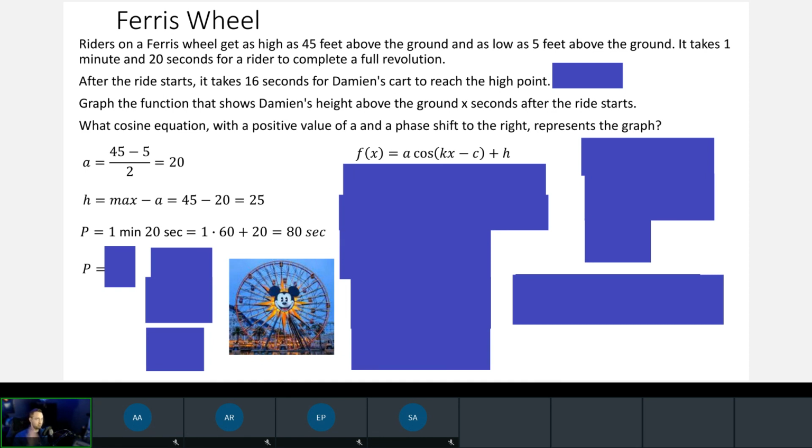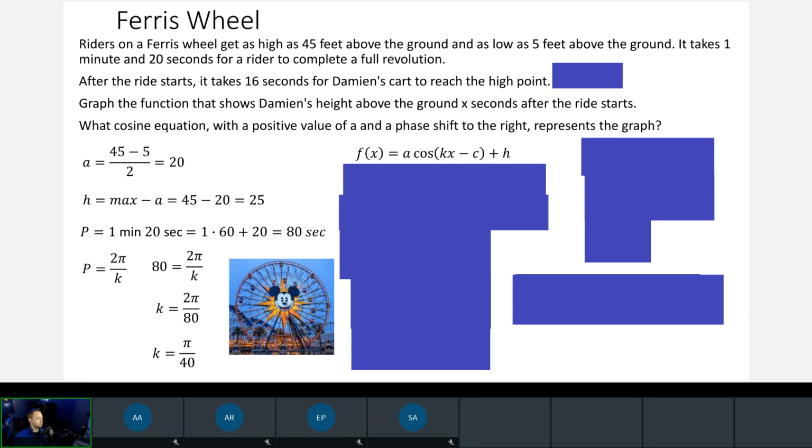In any problem where they give you two measures of, like in this case, time, you have to convert everything to be on the same unit: all seconds or all minutes or all hours, all years or whatever. Now we can figure out what the K value is. The period is 80. It takes 80 seconds to do a full rotation before it starts over. So P is 80, and we solve for K and we get pi over 40.